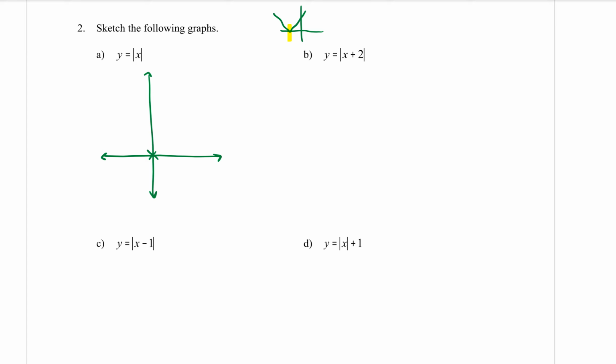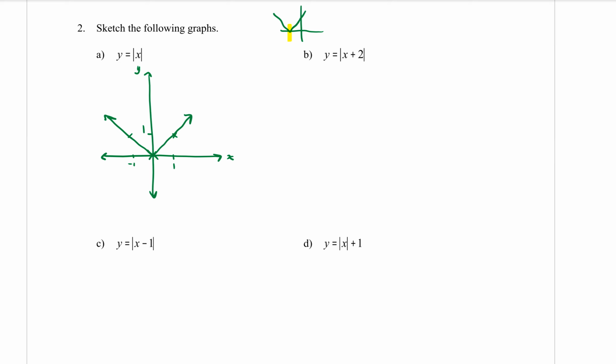Then, because I need to know the steepness of those two arms coming away from there, I would need to sub in a value on either side of that. So let's sub in a +1 and a -1. When I put +1 into my absolute value sign up here, absolute value of 1 is 1. So that goes here. The absolute value of -1 is a +1 for there. And then we connect that up. Okay, so there is our base absolute value graph.